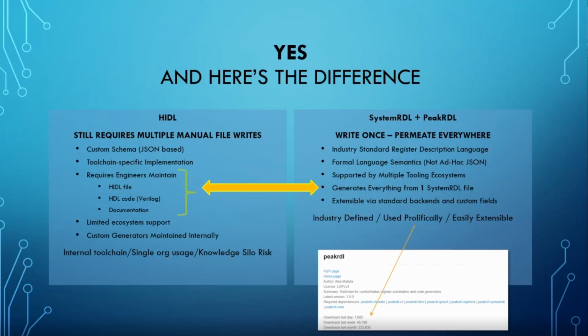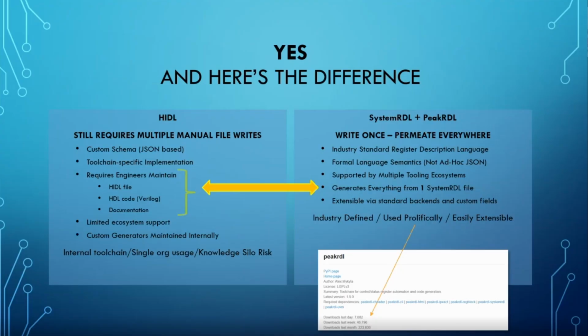It requires engineers to still maintain at least 3 different documents. Limited ecosystem support, so if you Google for help on HITL, you're not going to find it. Custom generators are maintained internally, which is man hours. That's kind of a bummer. Internal toolchain, single org usage, knowledge silo risk.